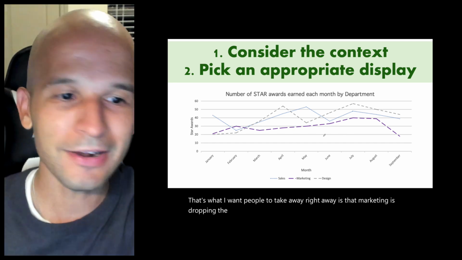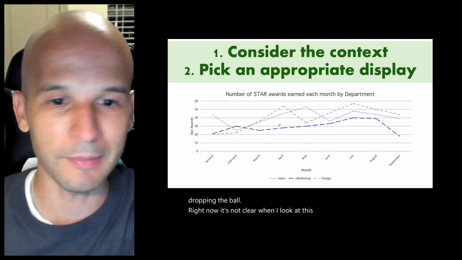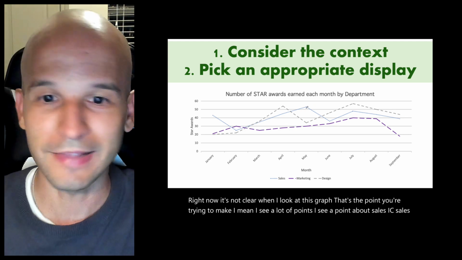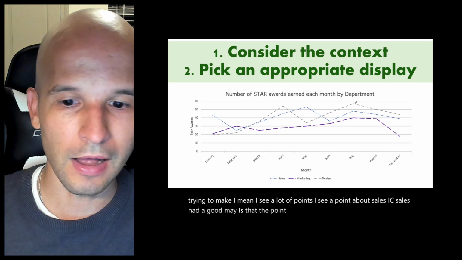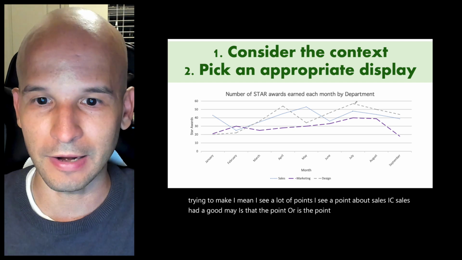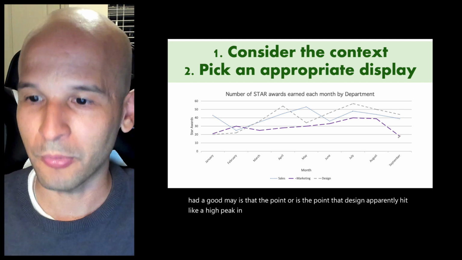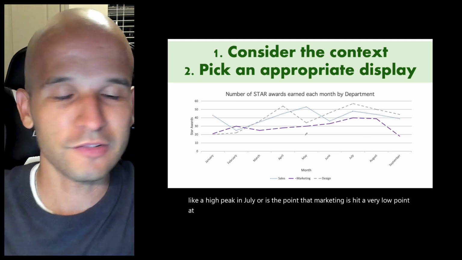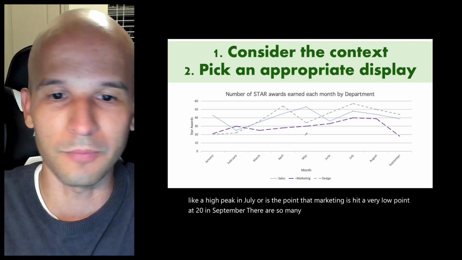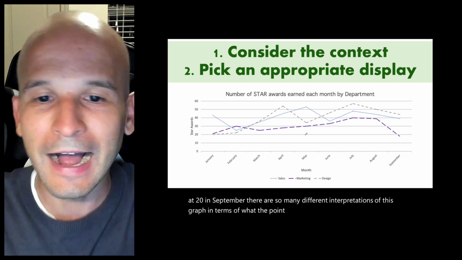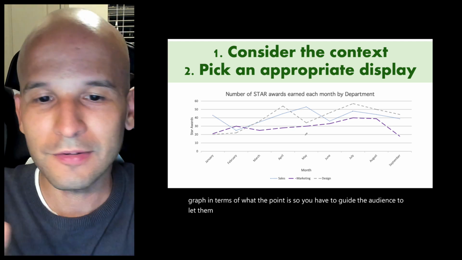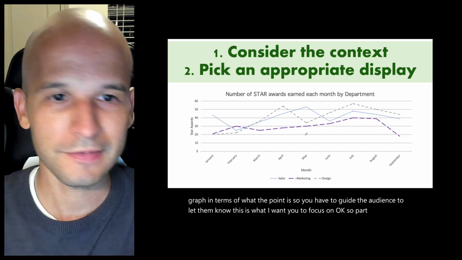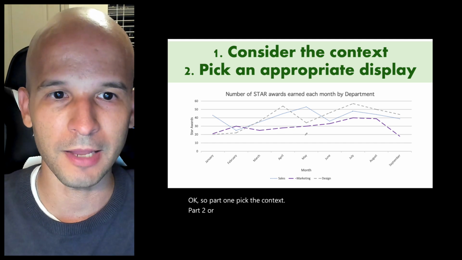Right now, it's not clear when I look at this graph that's the point you're trying to make. I mean, I see a lot of points. I see sales had a good May. Is that the point? Or is the point that design apparently hit a high peak in July? Or is the point that marketing has hit a very low point at 20 in September? There are so many different interpretations of this graph in terms of what the point is. So you have to guide the audience to let them know, this is what I want you to focus on. Okay, so step 1, pick the context. Step 2, pick the appropriate display.